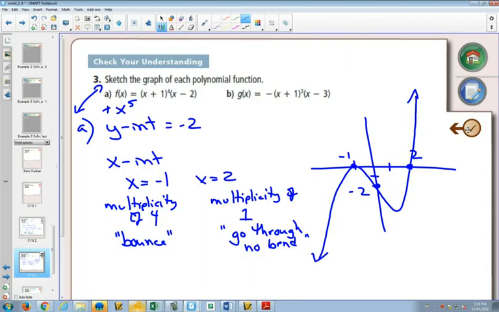Yes? Would you lose points if you went from the -2 straight to the 2 and didn't have the other round? No, if you decided that this was the smallest one and you bumped it there, you don't know how low that valley goes. That would be fine. Okay. So we don't know how low this goes, and we only find that out next year when we do calculus.